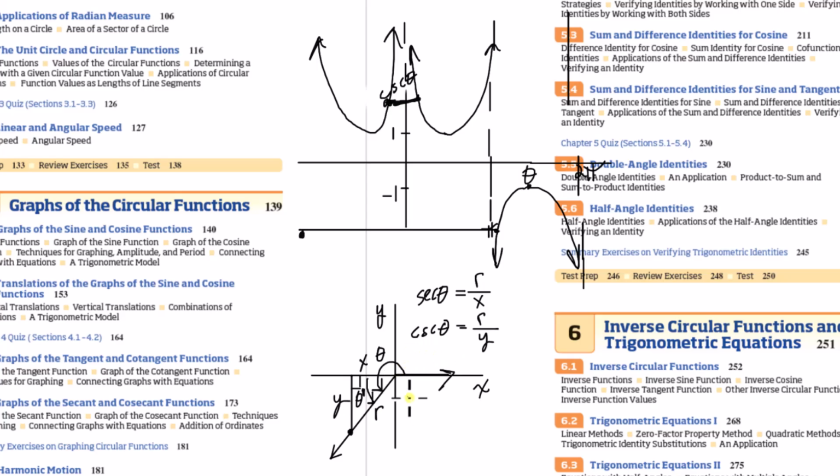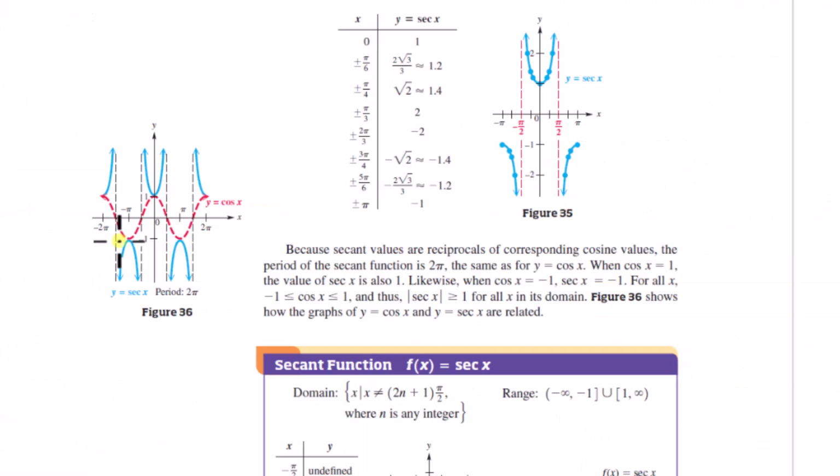And if you think about it, that's the only time the two corresponding functions are going to be equal, at either 1 or minus 1. Anytime secant or cosecant equals 1 or minus 1, then the corresponding sine or cosine is also going to be 1 or minus 1. And we can see that here.